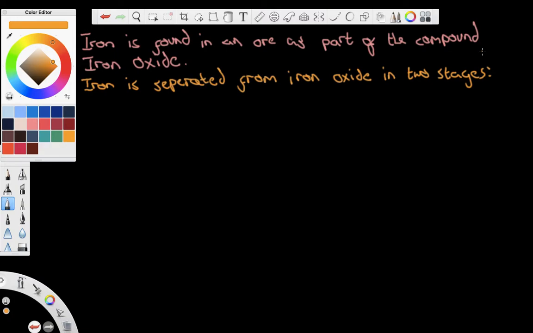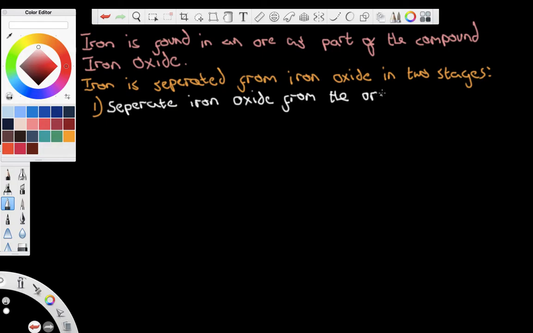We've got the first one where we separate the iron oxide from the other compounds. So number one, we separate iron oxide from the ore, and the second step we've got is that we use chemical reactions, or we use displacement to get the iron from iron oxide.